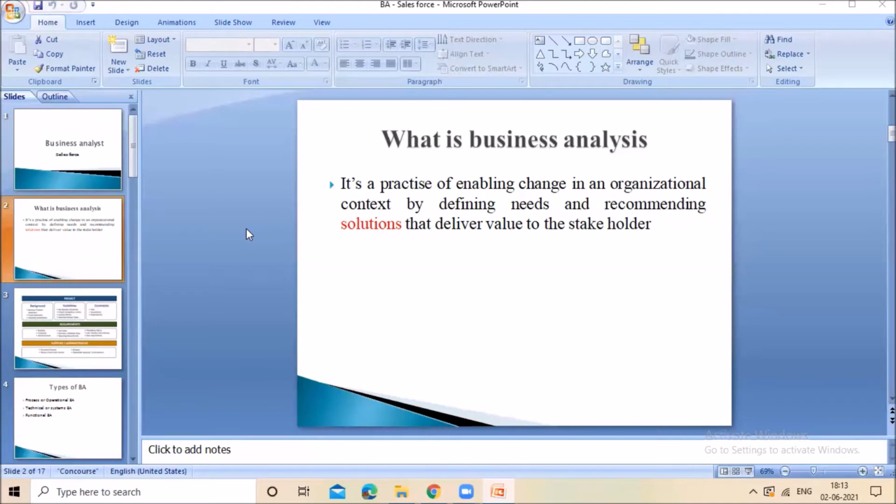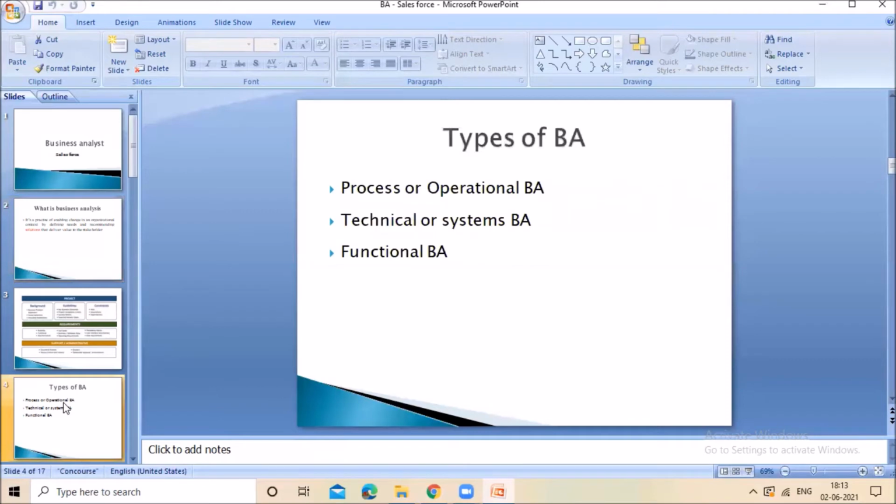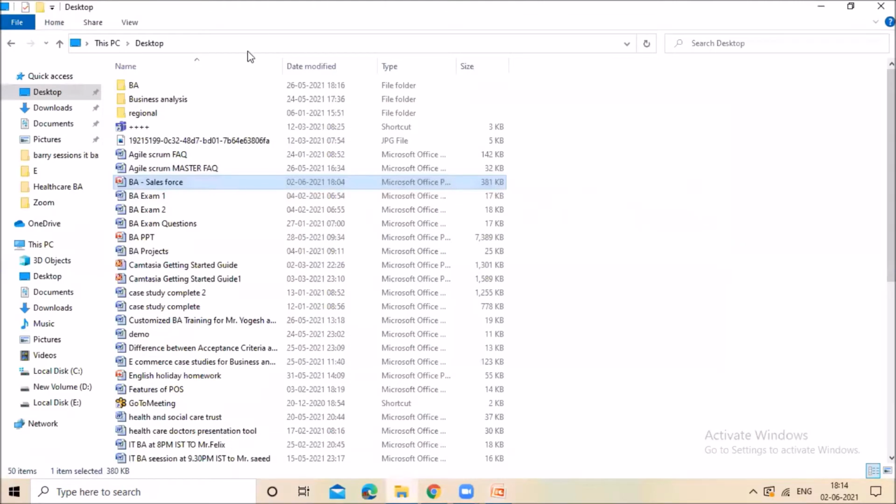Normally BAs are categorized into three different parts. One is process or operational side business analyst. Second, technical or systems business analyst. And third, we call it functional BA. Three different types of BAs: process or operational BA, technical or systems BA, followed by functional business analyst. Now, what is meant by operational BA? This is the first question.